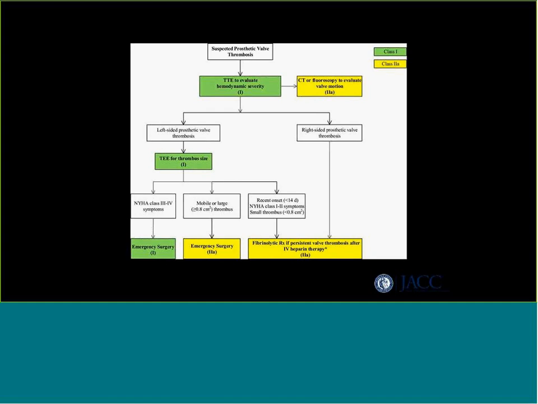Guidelines also, if there's suspected prosthetic valve thrombosis, if you have evidence of thrombosis or embolism or increased velocities across the valve and you're concerned about thrombosis, you want to check the TEE and then either surgery or fibrinolytics. Slides on the PowerPoint.